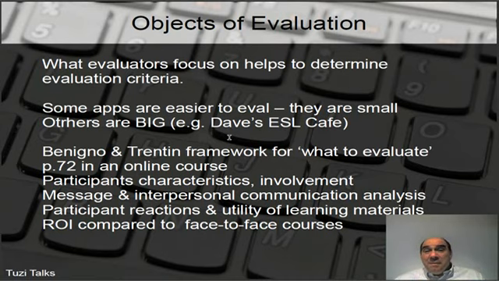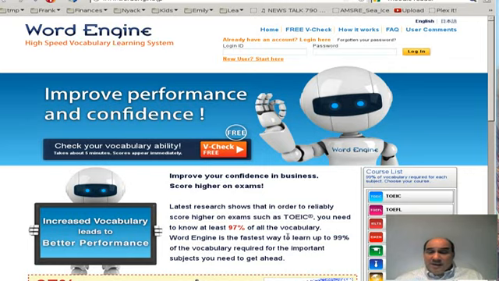Now, there are some applications that are easier to evaluate because they're small. Again, you look at Word Engine. It's a nice site. Actually, I would recommend you using it because I do like the systematic approach to vocabulary study. They've done tons of research at this site to help make this a better site, to help get it very reliable. But it's going to be easier to evaluate because it's small.